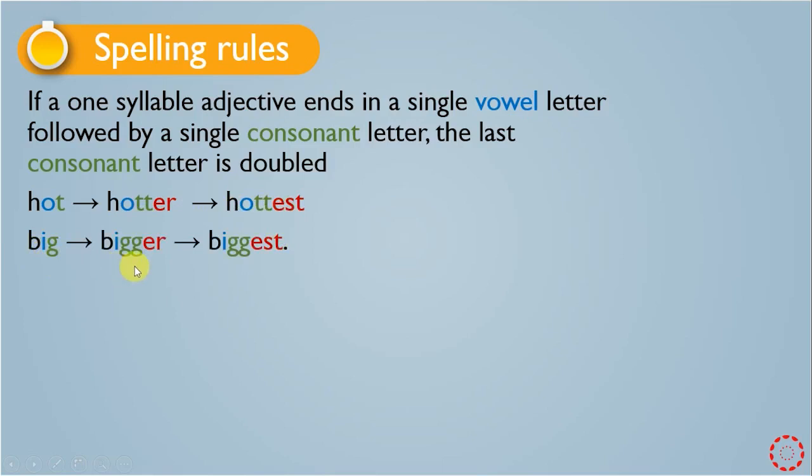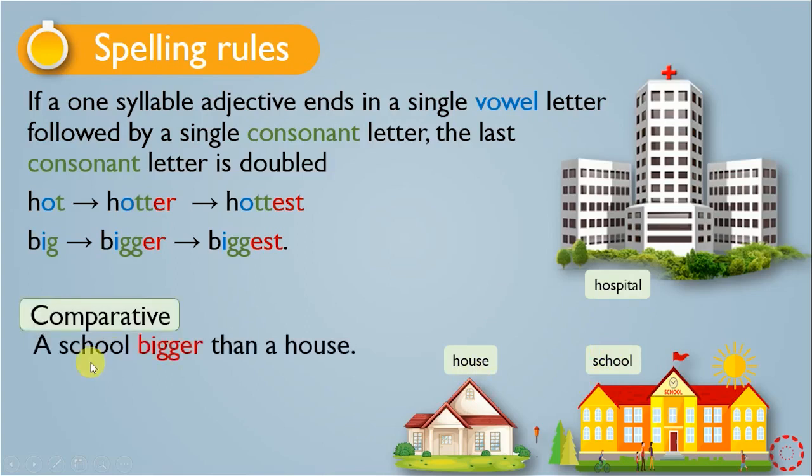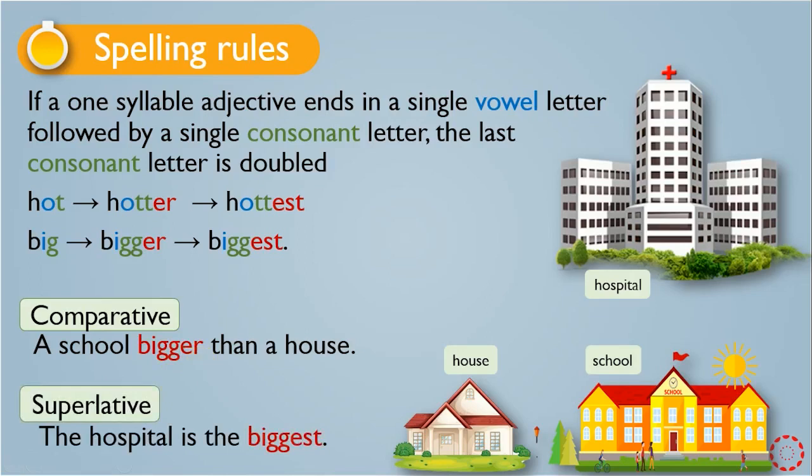We have a sentence example. We compare these three places: hospital, school, and house. For the comparative, we say a school is bigger than a house, bigger. For the superlative, we say the hospital is the biggest. The hospital is the biggest.